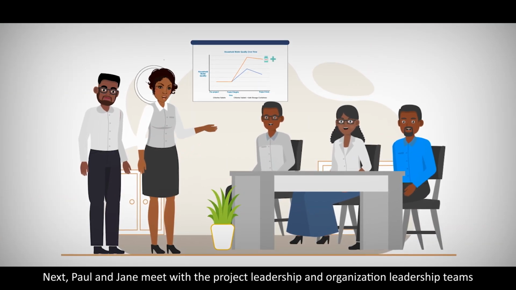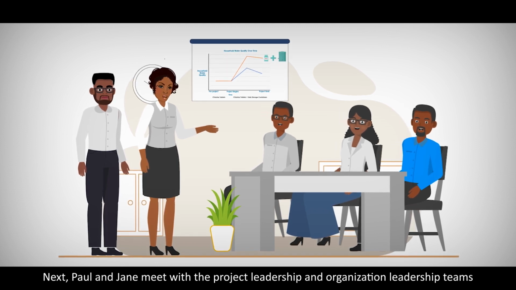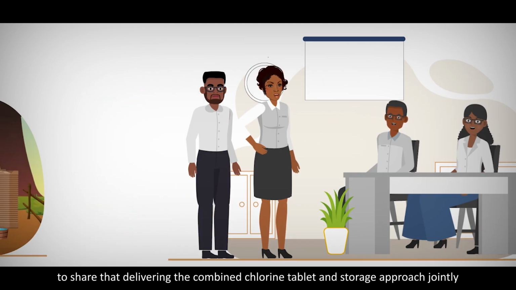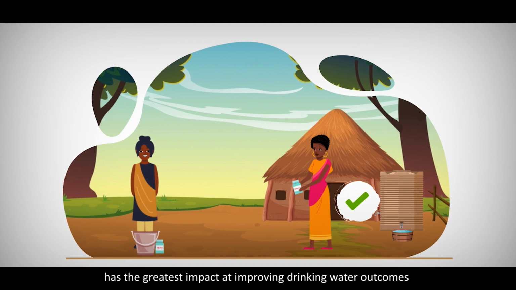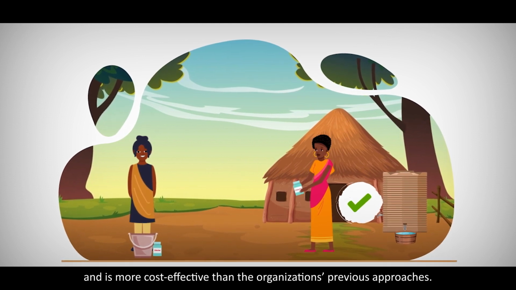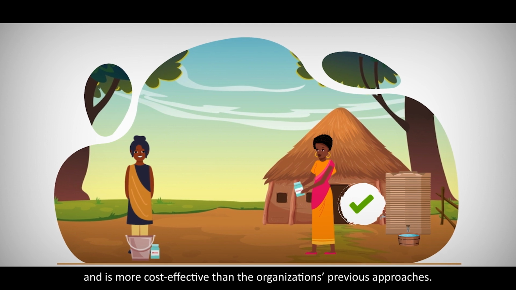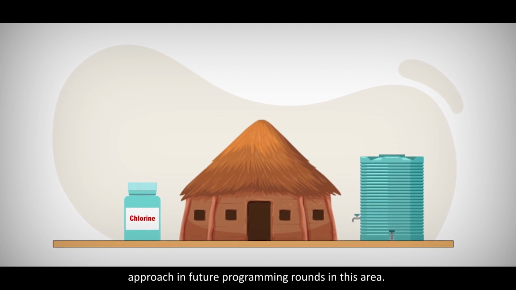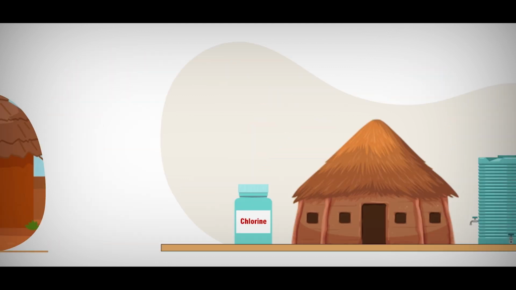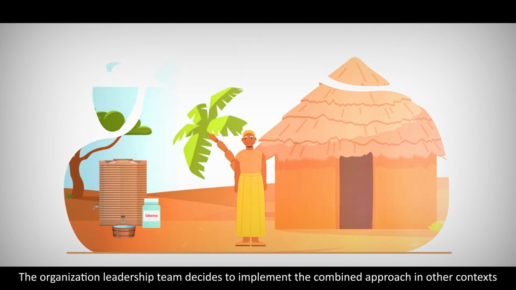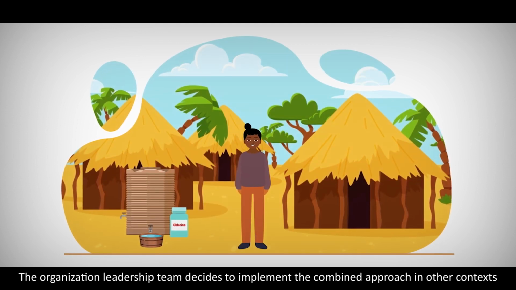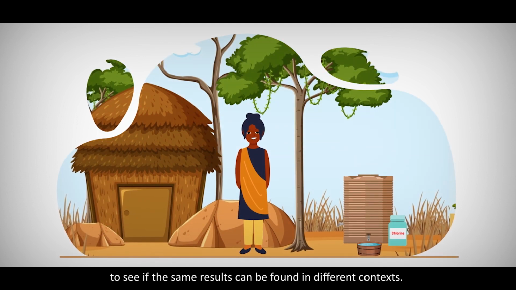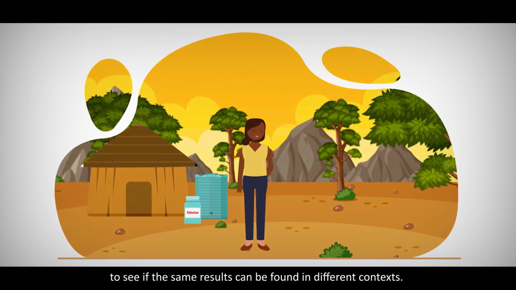Next, Paul and Jane meet with the project leadership and organization leadership teams to share that delivering the combined chlorine tablet and storage approach jointly has the greatest impact at improving drinking water outcomes and is more cost-effective than the organization's previous approaches. The project leadership team decides that they will deliver the combined approach in future programming rounds in this area. The organization leadership team decides to implement the combined approach in other contexts, as well as funding additional impact evaluations of this approach to see if the same results can be found in different contexts.